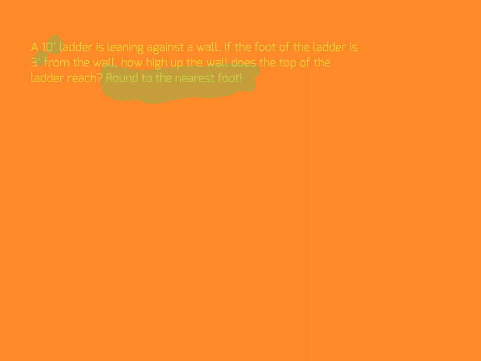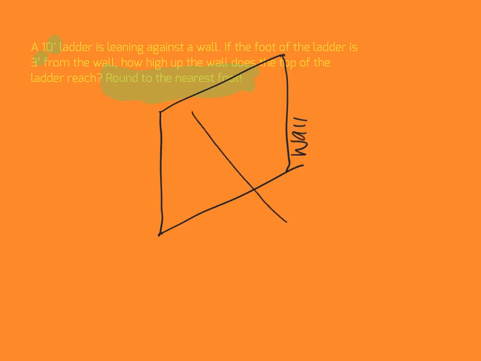Anyway, we're drawing a picture. A 10-foot ladder is leaning against a wall. We have this wall. We're going to make it 3-dimensional to make up for the fact that my airplanes look crazy. So this is our wall, and we have a ladder leaning against that wall. We know that the length of this ladder is 10 feet, so we'll plop that right here. Now, it says that the foot of the ladder is 3 feet from the wall. So the distance from the foot of the ladder to the wall is 3 feet. And then it asks how high up the wall the top of the ladder reaches.